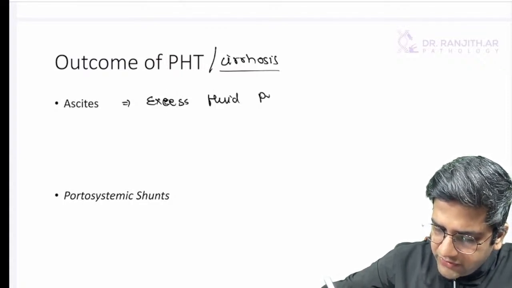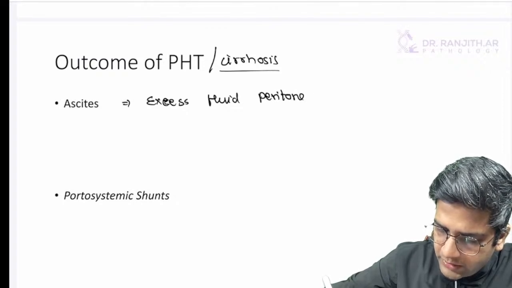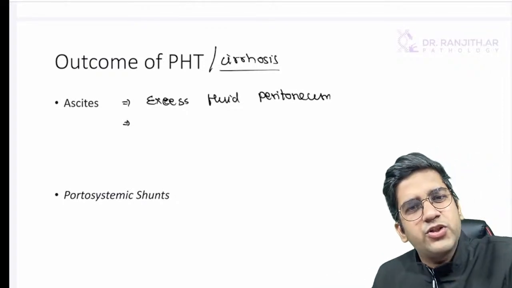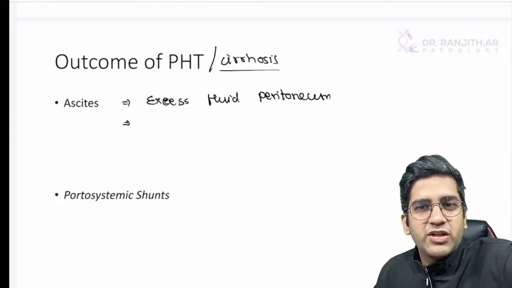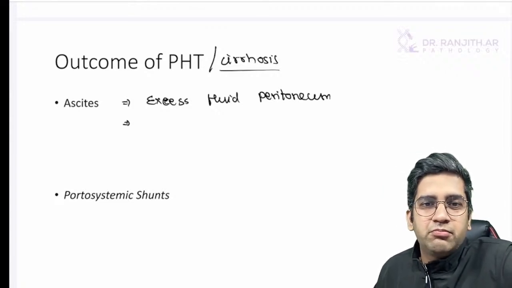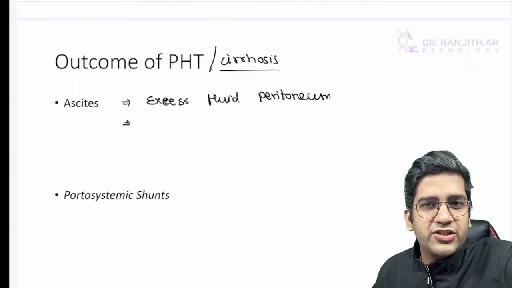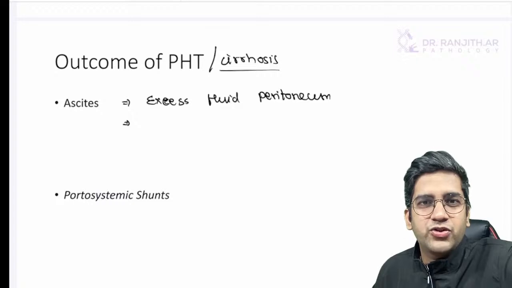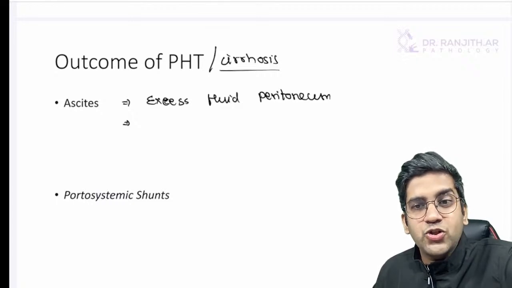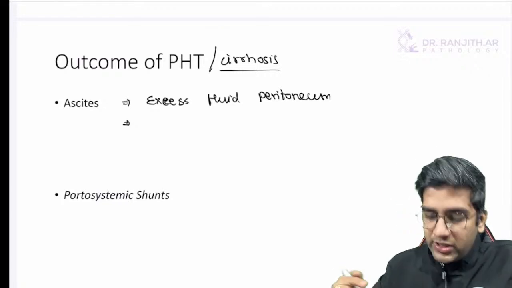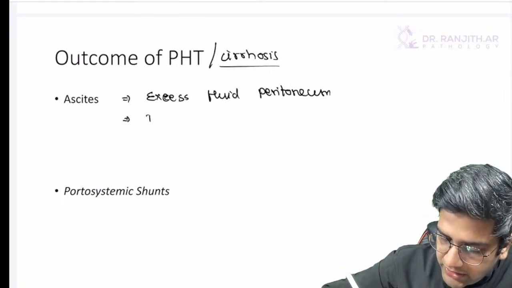Excess fluid in the peritoneal cavity is termed ascites. Is this fluid an exudative fluid or a transudative fluid? Since we already know about ascites in detail, and we know about exudate and transudate also, it's a transudative fluid. It's not an exudate. Exudate is due to inflammation. This is not inflammation related. This is a pressure alteration. So here it's a transudate fluid.